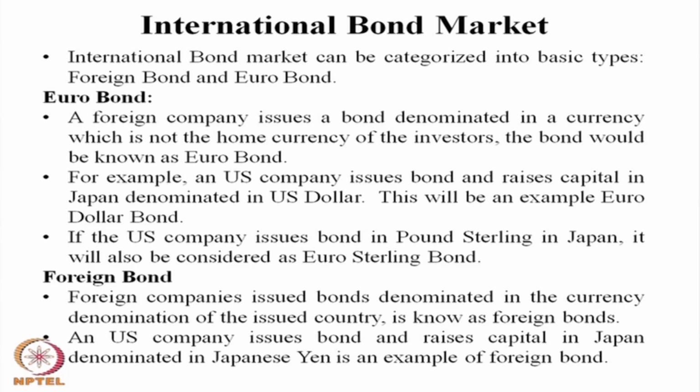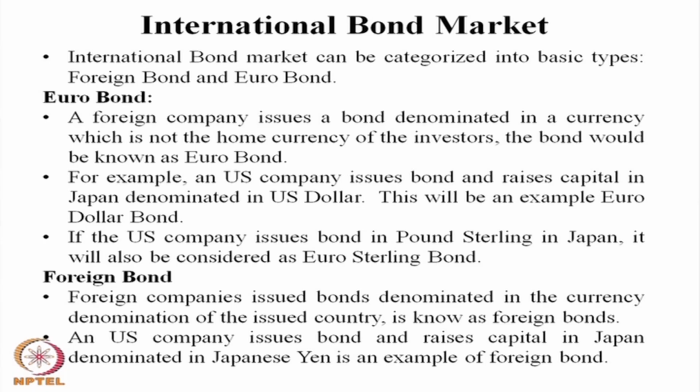Though it is euro bond by nomenclature, in general it is a foreign bond market. In the case of a foreign bond, the foreign company issues a bond denominated in the currency of the issuing country. If a US company issues a bond and raises capital in the Japanese market in Japanese yen, it is an example of a foreign bond, because the company is raising the bond in the Japanese market in Japanese currency.